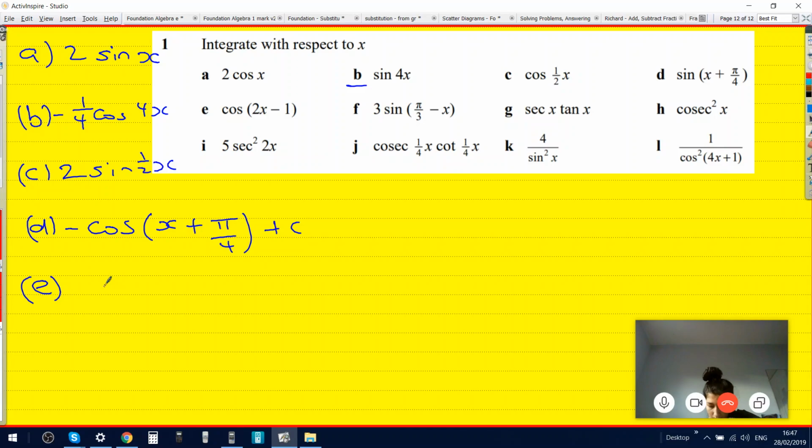Minus sine. Not minus. Oh, okay. Sine 2x minus 1. What is the derivative of 2x minus 1? 2. And therefore? Over 2. Yeah, everything over 2, or a half sine 2x minus 1. F.